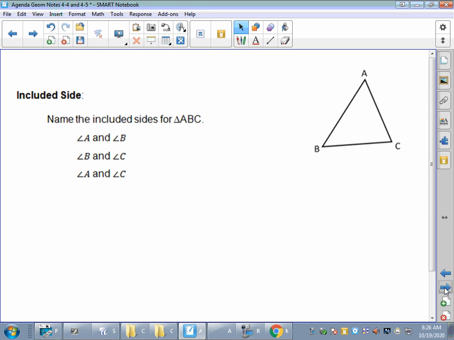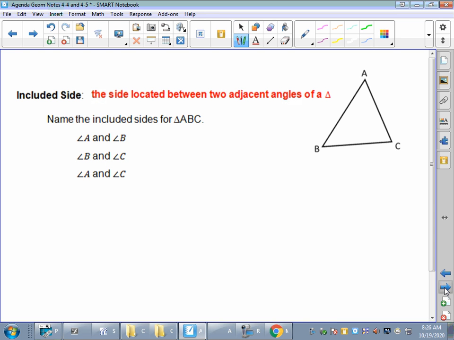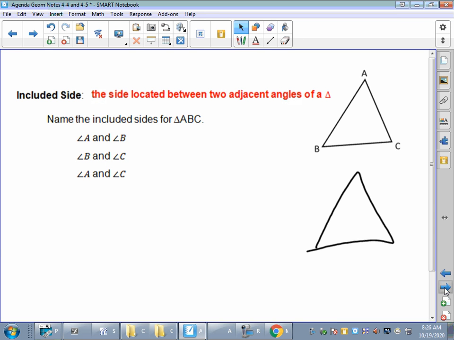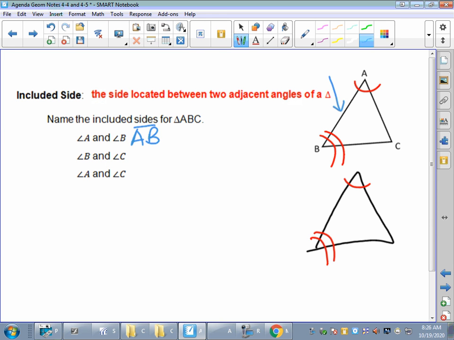I know that this triangle is not in your notes, but we just talked about an included angle, so I wanted to mention an included side. It's a side located between two adjacent angles of a triangle. So if I had another triangle down here, with angle A marked with this angle and angle B marked with this one, what would be the included side on that top triangle? Remember, it's got to be the side located in between them. So it would have to be side AB, this side right here, right in between them.